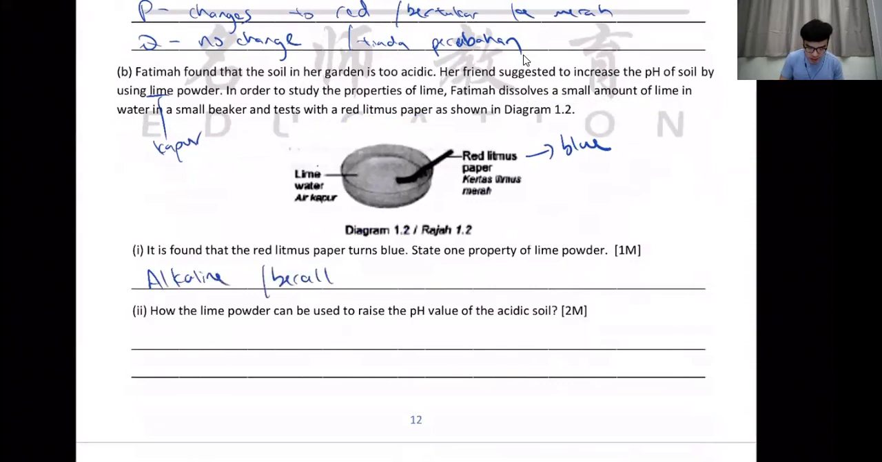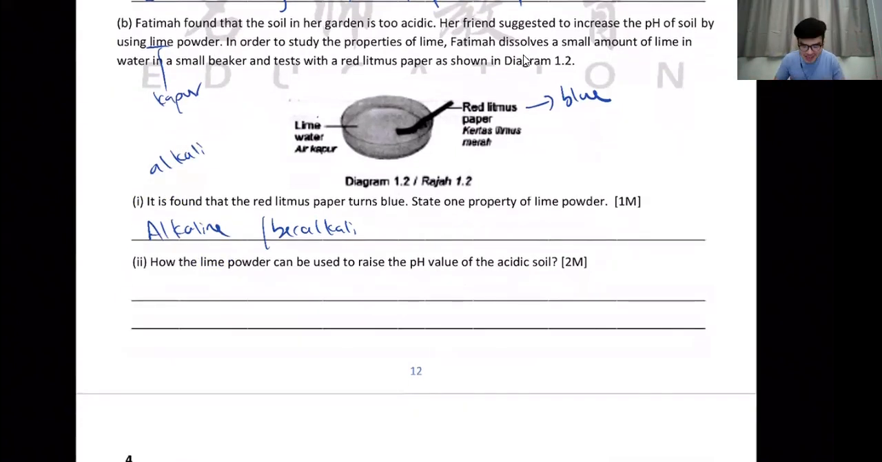Okay, for alkali, the difference between alkali and alkaline is that this is a noun, kata nama, and this is an adjective, kata adjektif. Let's say I drink soap water. I drink alkaline. This drink is alkaline. Why am I teaching English now? Okay, so that's the difference.